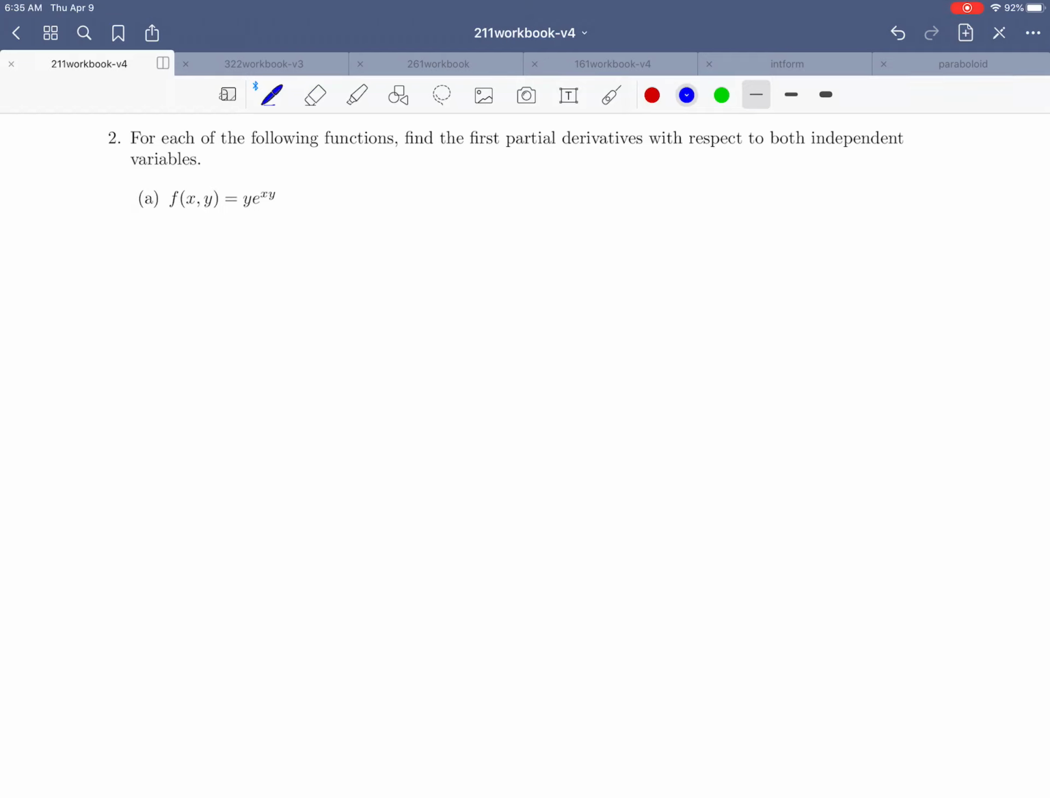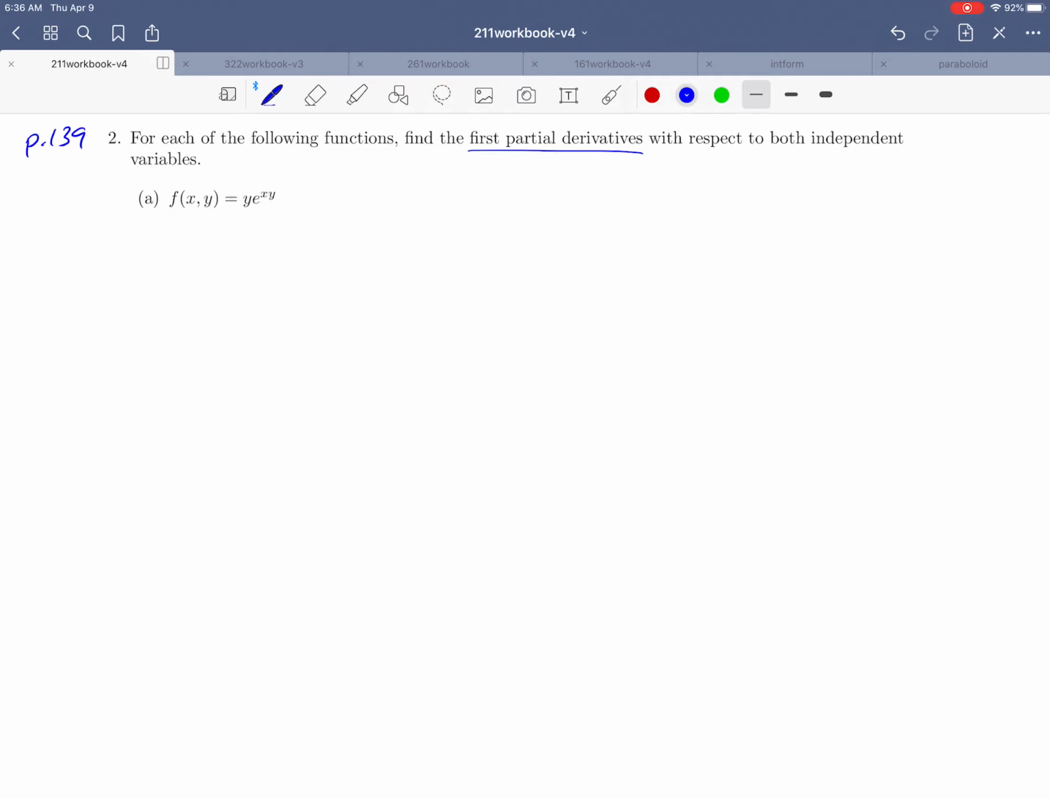Hello everybody, and welcome to exercise 2A on page 139 of the workbook. This is another example of calculating first partial derivatives of a function. This time the functions are a little bit more complicated than in the previous video.